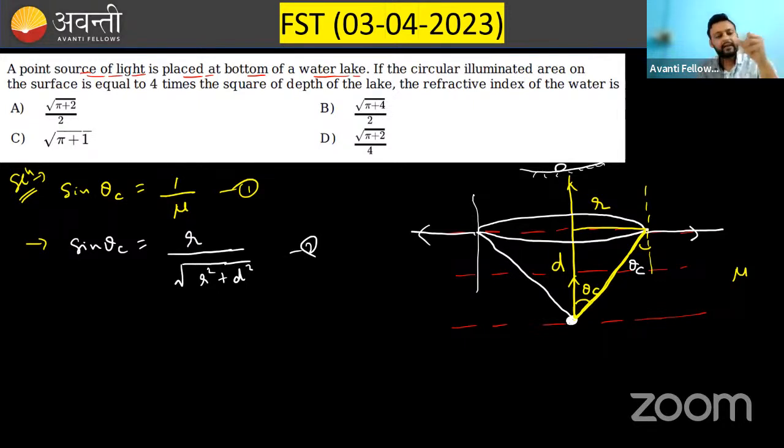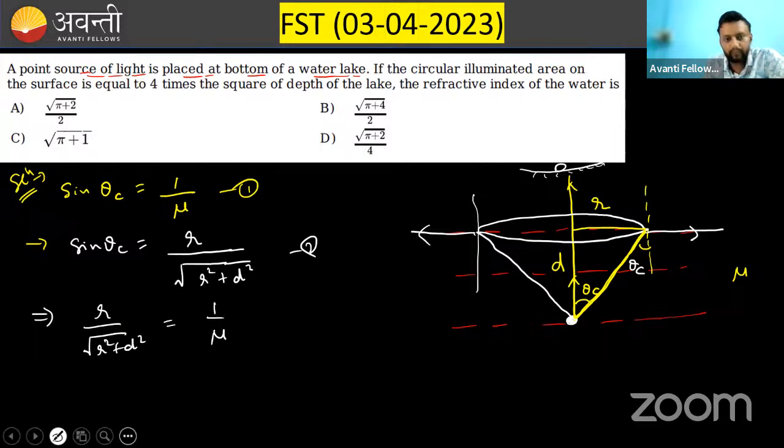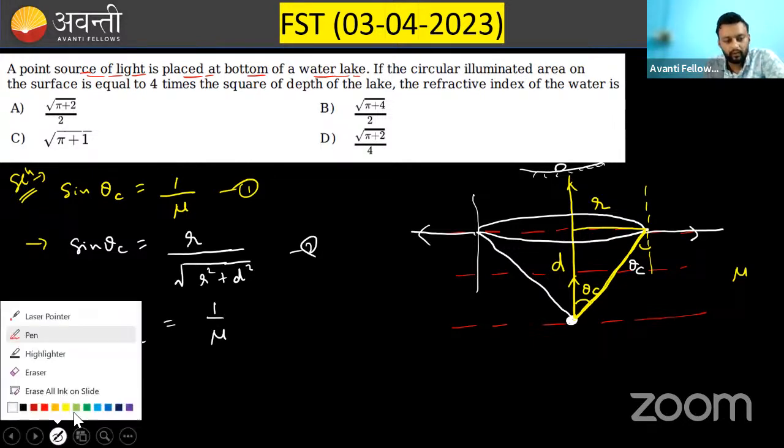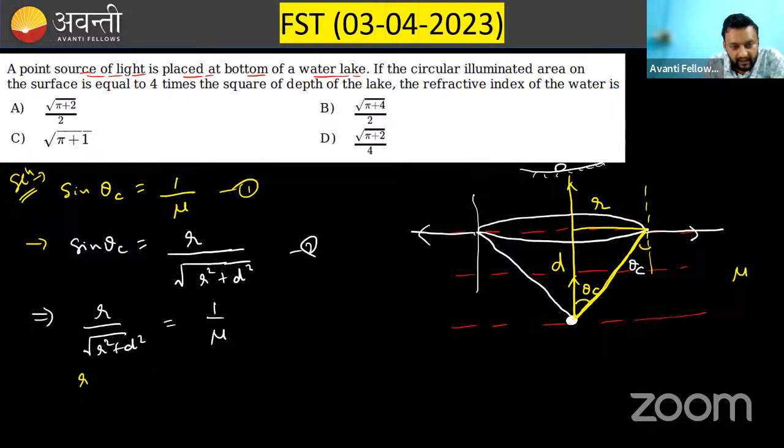The concept is important. The calculation part is not that important, but the concept here is important. What is the circle of illuminance? This is the most important question of ray optics. Now if you compare 1 and 2, r over under root r square plus d square is equal to 1 over mu. If I square it, I will get r square over r square plus d square is equal to 1 by mu square. Clear?